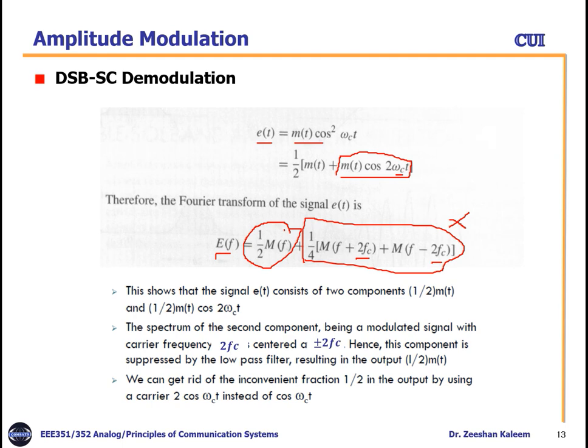This shows that the signal consists of two components, which I already explained: one at the center and one at plus and minus 2fc. We can get rid of this inconvenient fraction half in the output by using a carrier 2 cos omega ct instead of cos omega ct. It means that when we are doing demodulation and multiplying with another carrier, instead of multiplying only by cos omega ct, we have to multiply by 2 cos omega ct. In this way, we will get the accurate result, M of f only, not half M of f.